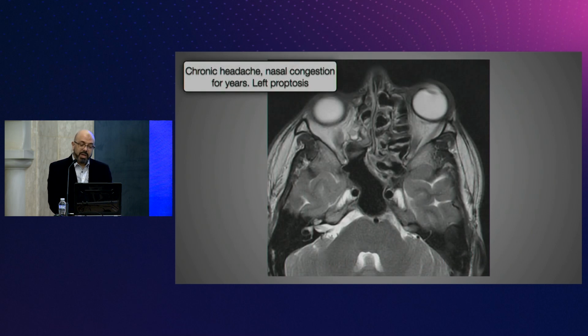Another type of fungal sinusitis, patient with chronic headache, nasal congestion for years, and left proptosis. So what could you see here in this T2 axial? Just some mucosal thickening, right? But there's expansion, which we can't really explain on this image, right? All the sinuses are expanded, so why?